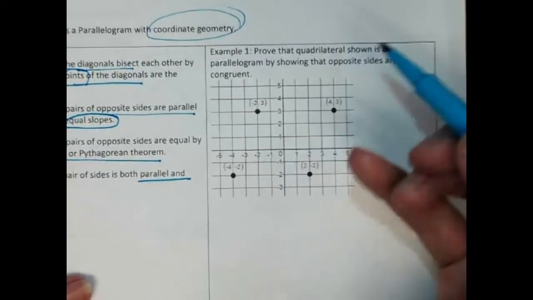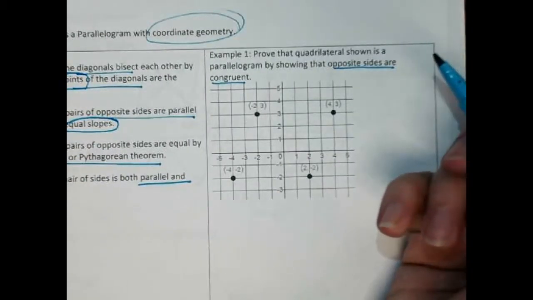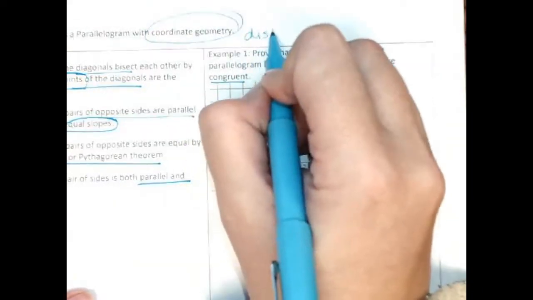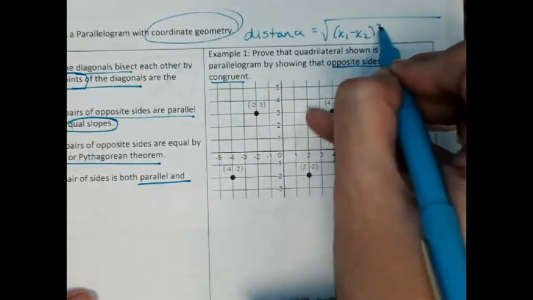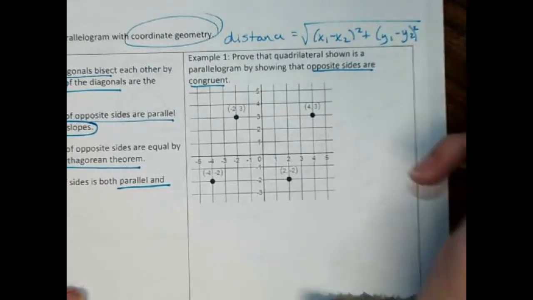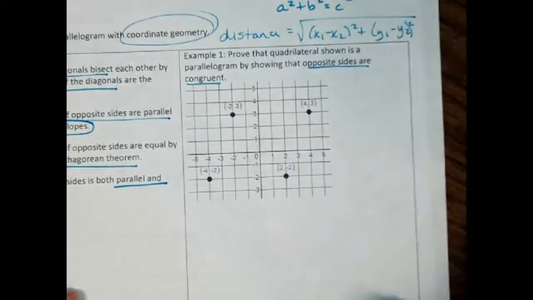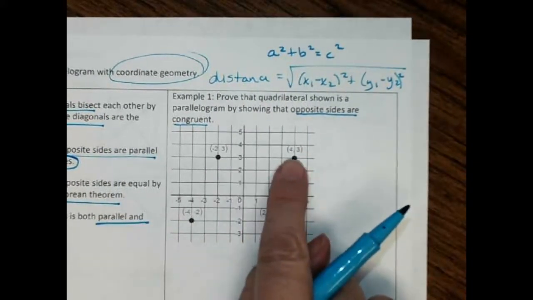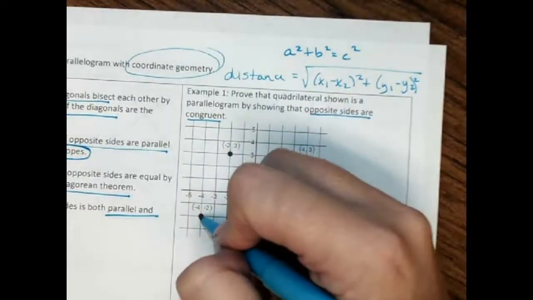is we're going to show that opposite sides are congruent by using the distance formula or our Pythagorean theorem. Remember, we had the distance formula a couple of days ago. Distance equals the square root of x1 minus x2 squared plus y1 minus y2 squared. Or we can use the Pythagorean theorem, a squared plus b squared equals c squared. Both of these work exactly the same way. You can use either one you want. Also, if it's just horizontal, I don't really need to do that because I can just measure the squares. So I graph these 4 points, and I want to show this makes a parallelogram.